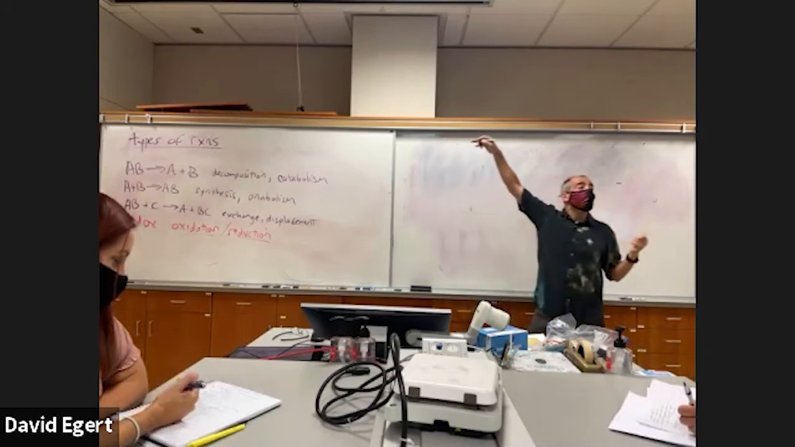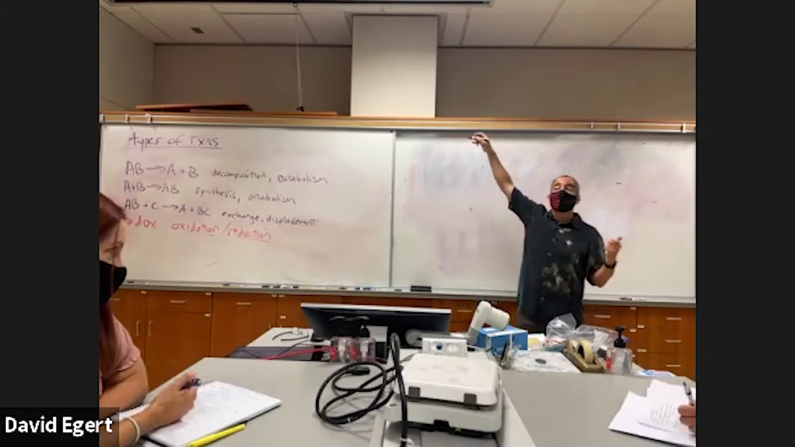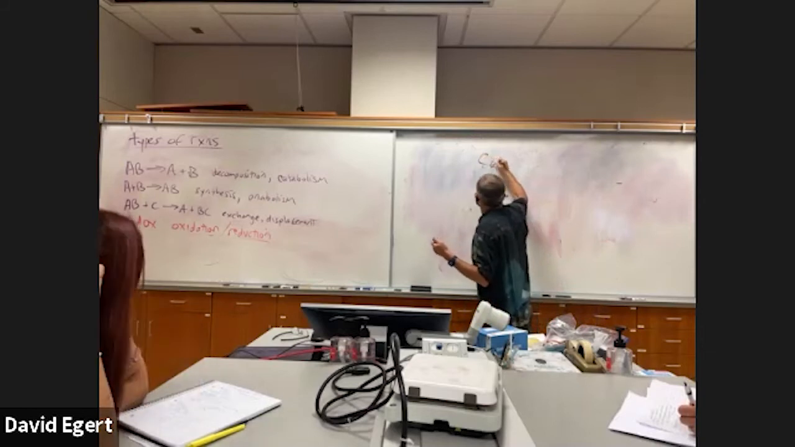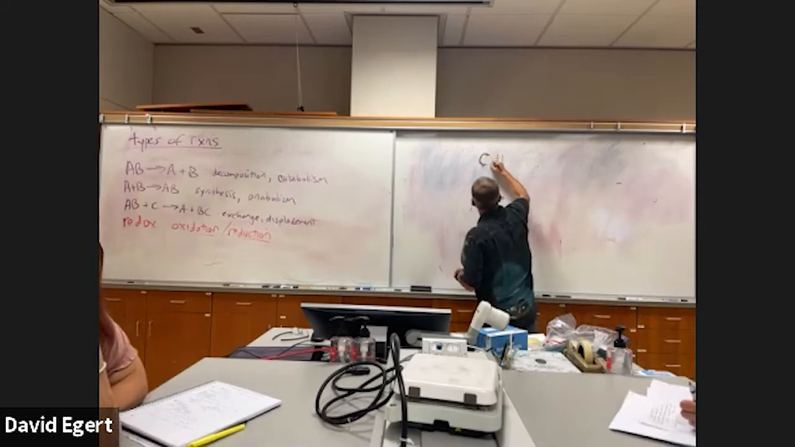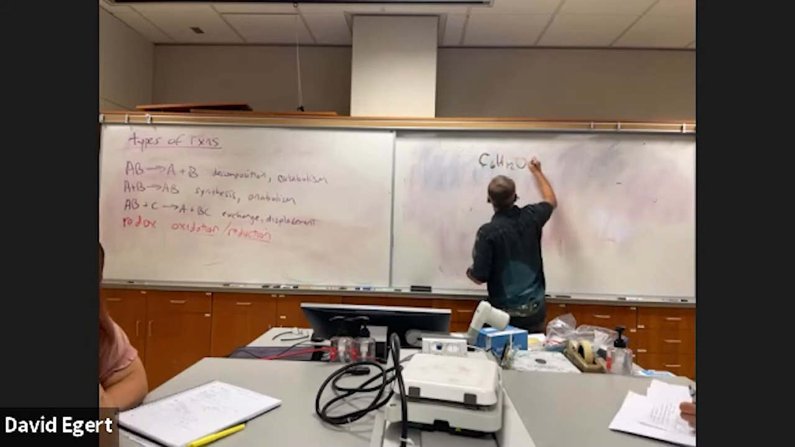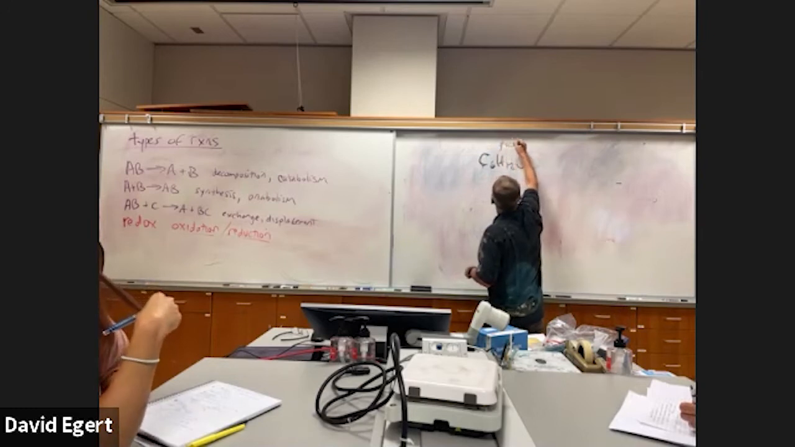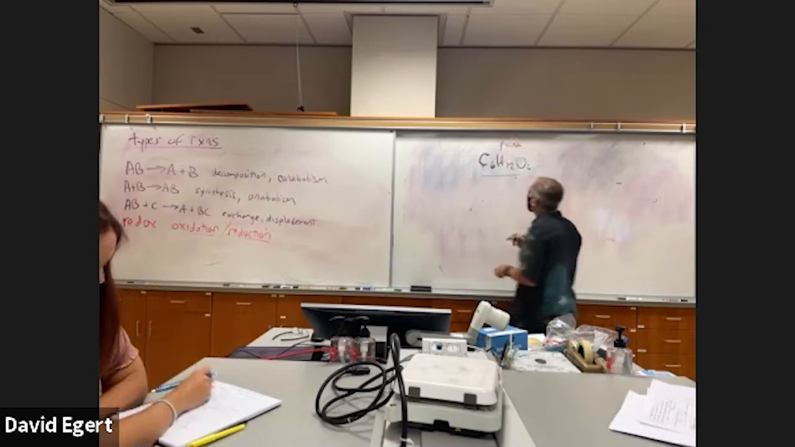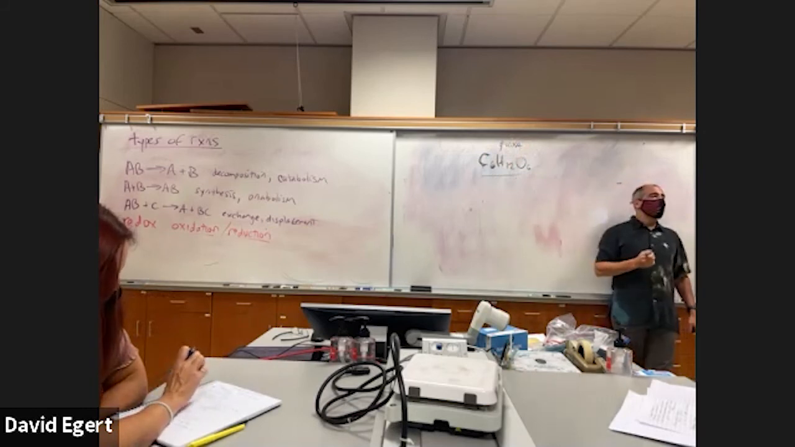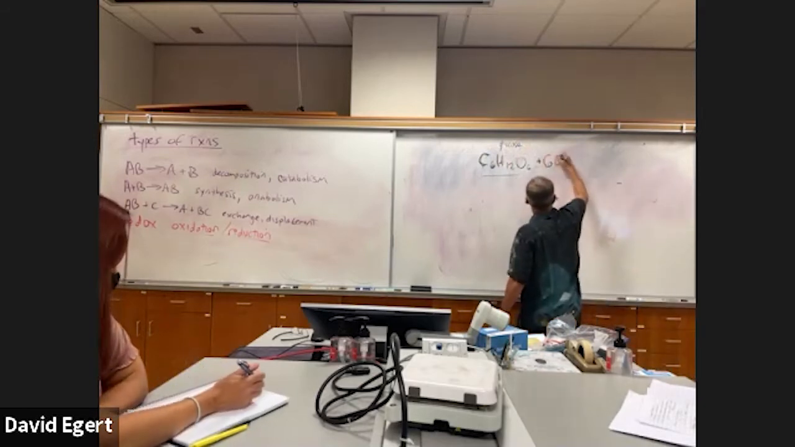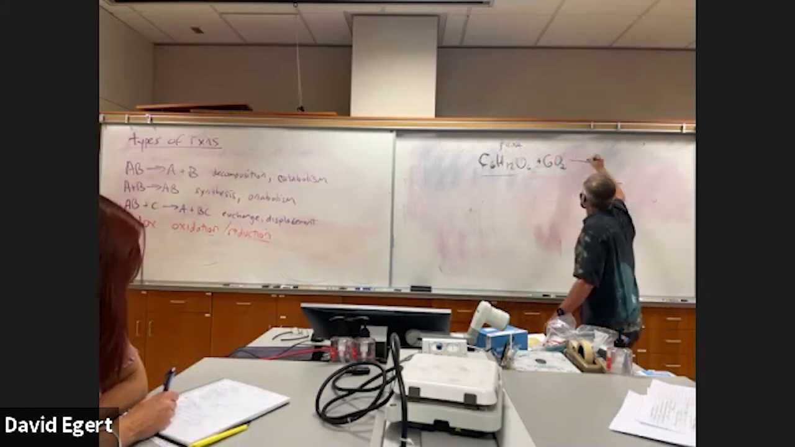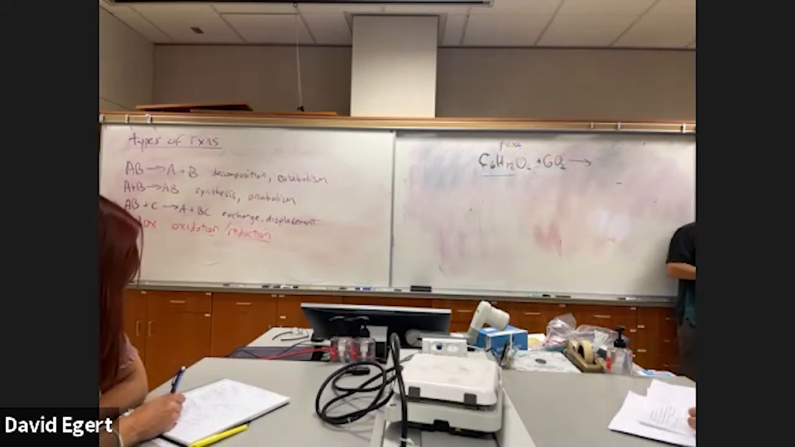What do we start with in cellular respiration? We start with glucose, C6H12O6. That's glucose. What else do we need for this to run? Oxygen. Plus 6 oxygens. And what do we end up with?